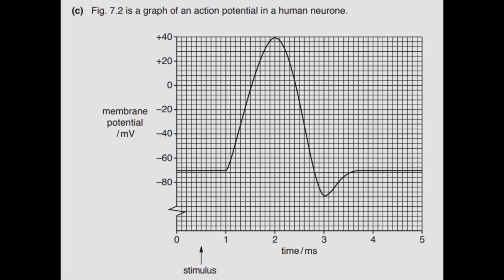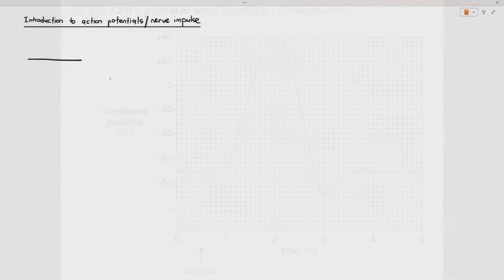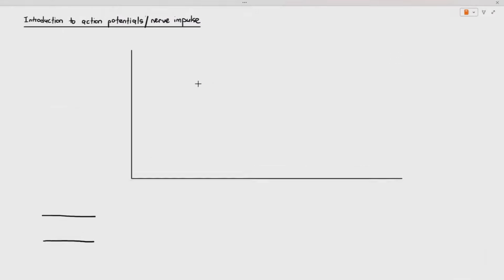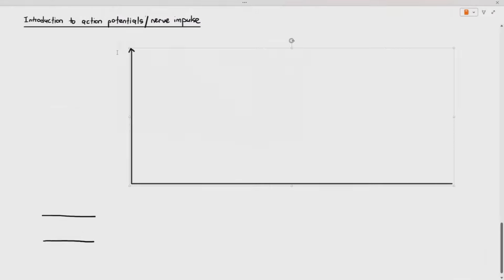Sometimes how they would ask the question is they will show you this graph, and this graph is quite important. This graph explains the changes in the membrane potential of the axon over a period of time. What do I mean by that? We are just taking one part of the axon, by the way. We are not taking the entire axon.